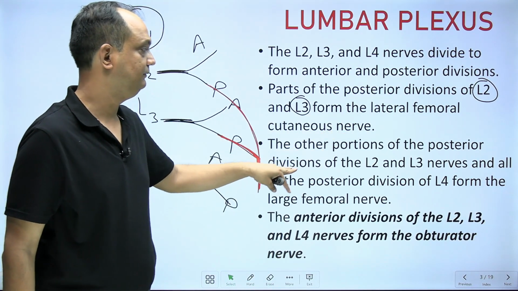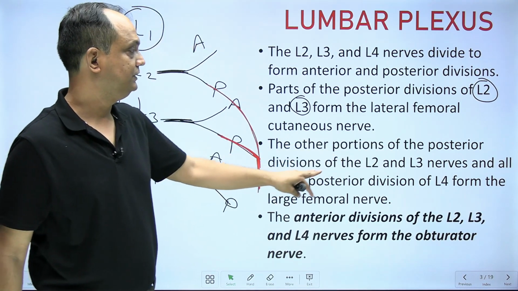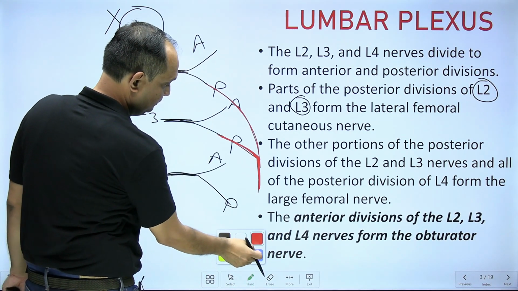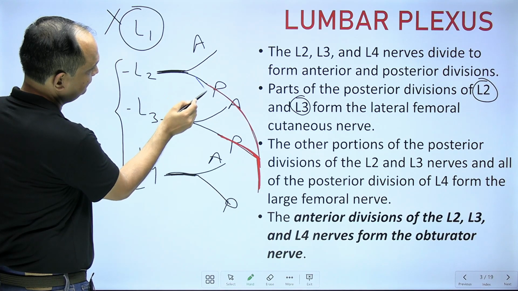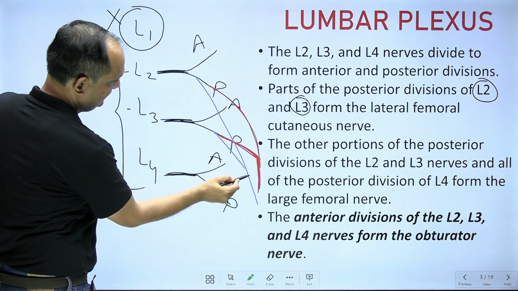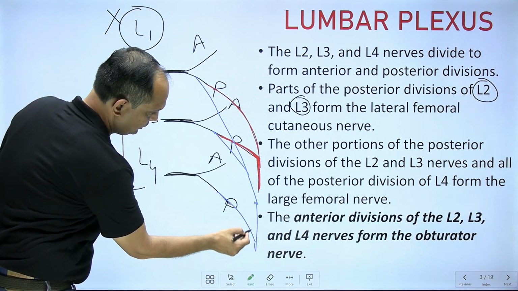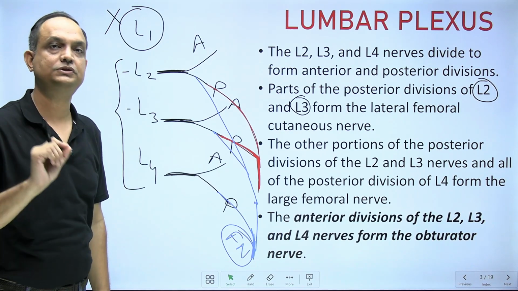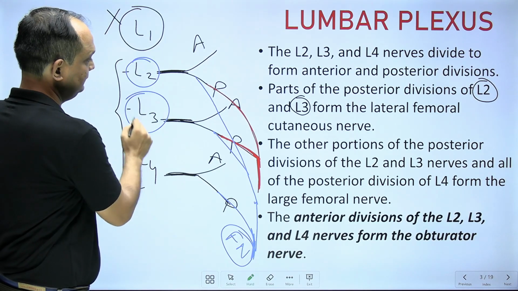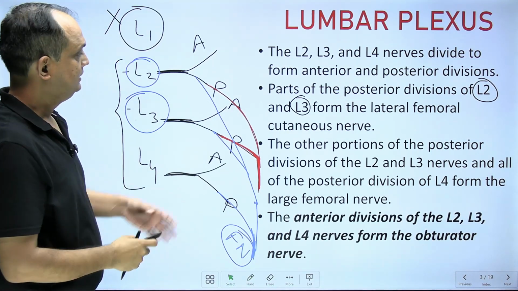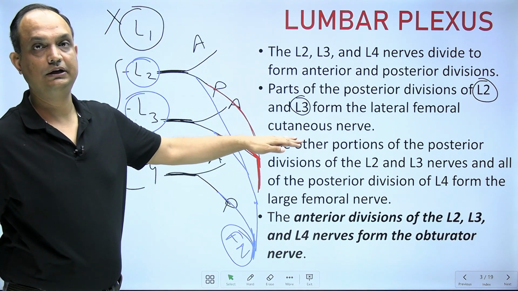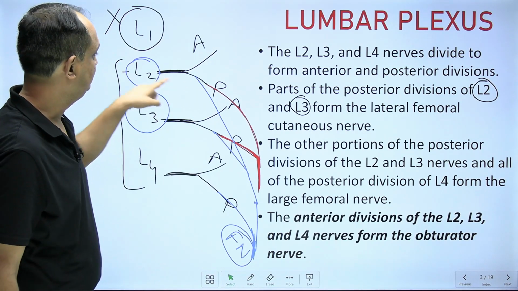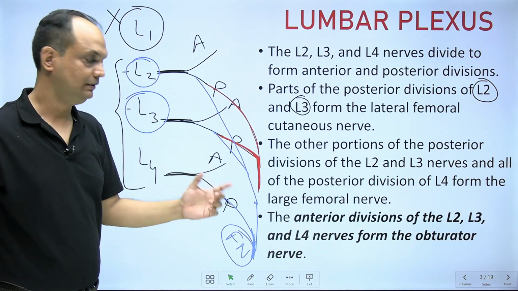Now the other portion of the posterior divisions of L2 and L3, and all of the posterior division of L4, will join. This is the posterior division of L2, this is the posterior division of L3, and the complete posterior division of L4. Now they will join, and this is known as the femoral nerve. Clear? So the posterior divisions of L2 and L3 give rise to two nerves: one is the lateral cutaneous nerve of the thigh, or lateral femoral cutaneous nerve, and the second is part of the femoral nerve. The femoral nerve comes from three areas: the posterior division of L2, the posterior division of L3 and the complete posterior division of L4.